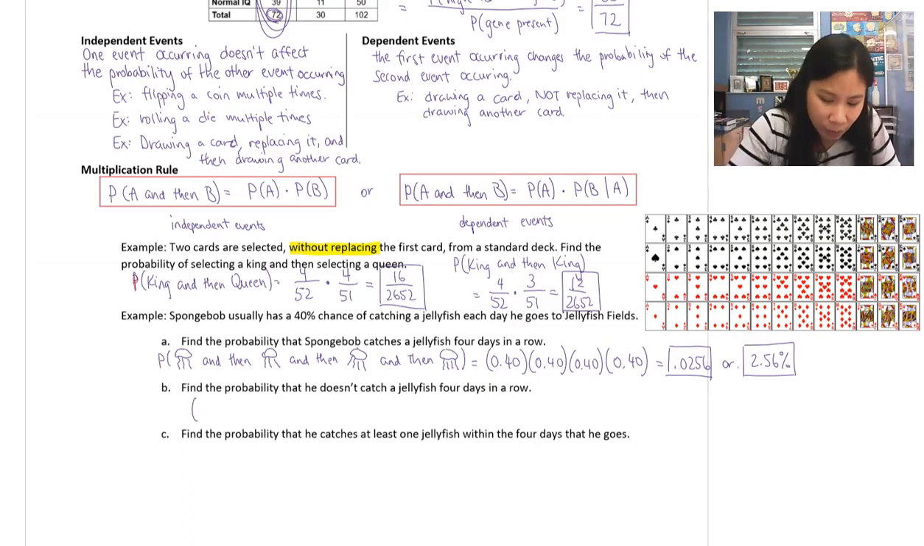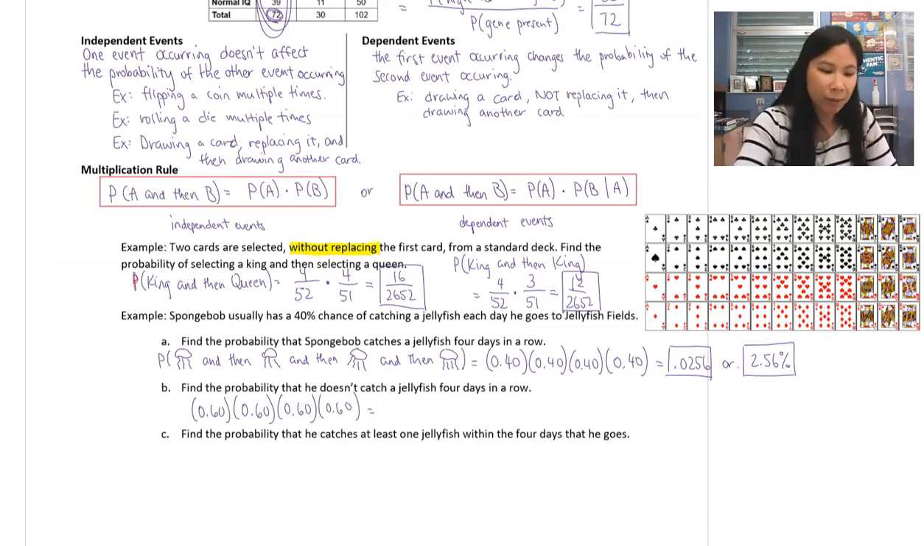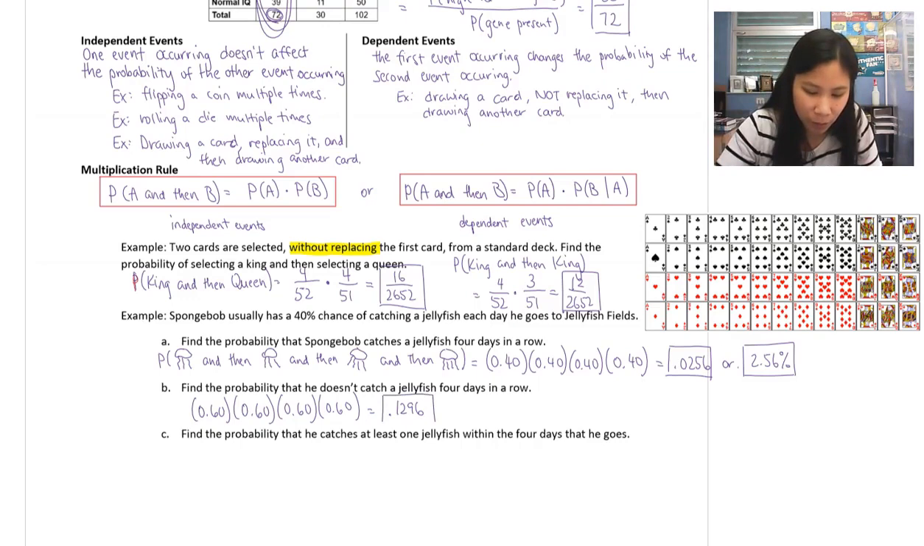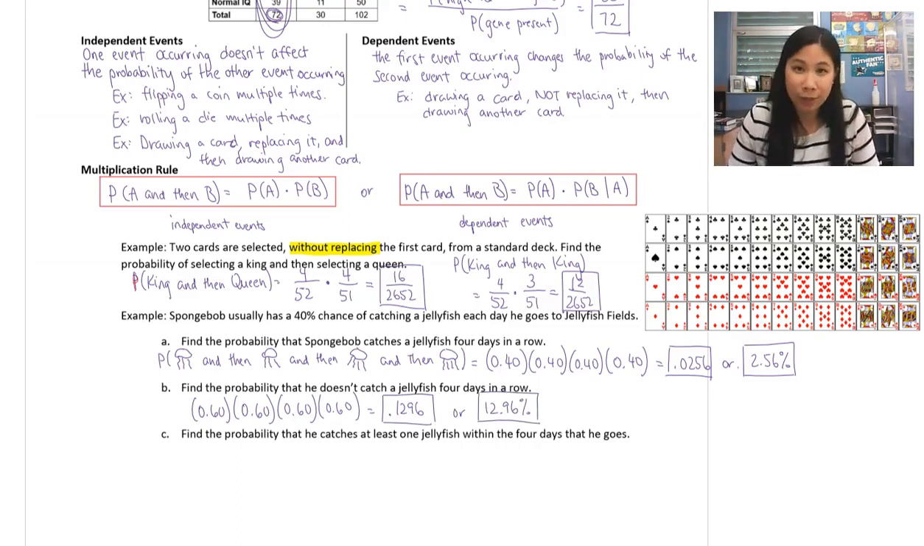So here, for him to not catch a jellyfish on day 1, it would be 60%. Then we're going to multiply that by another 60% for day 2, for day 3, and for day 4. Okay, when we do that, we end up with 0.1296, or 12.96%. So like almost 13% of him not catching a jellyfish 4 days in a row. And again, I don't care whether you write your answer as a decimal or a percent.